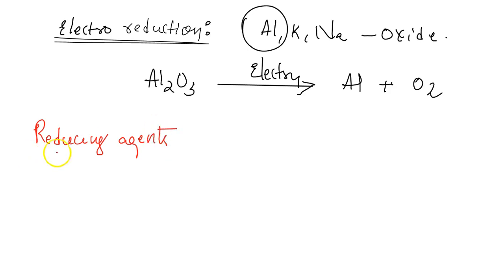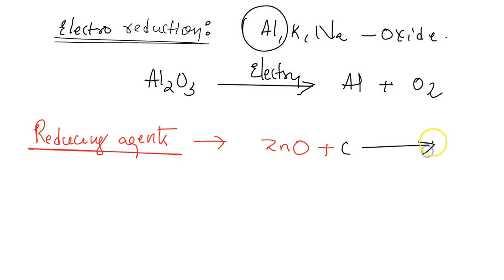Reduction with the help of reducing agents. How does this happen? This happens when you are having a moderately reactive metal such as zinc or copper. So I'm taking the example of zinc. Say you have zinc oxide and use a reducing agent like carbon. It gives you zinc plus carbon monoxide.